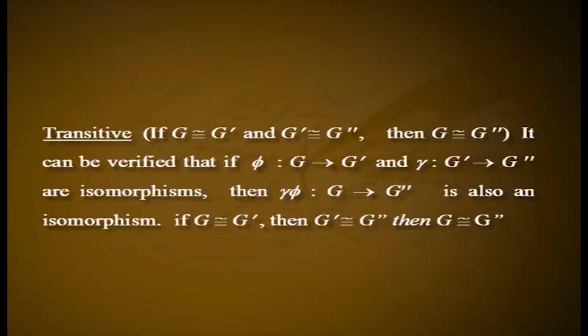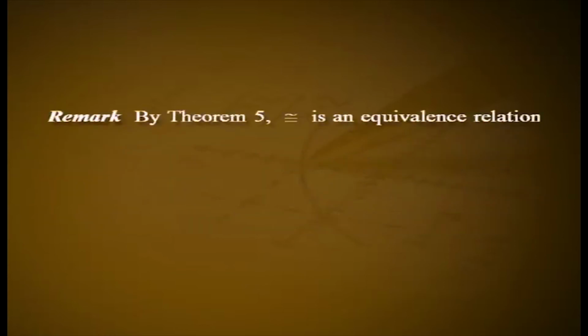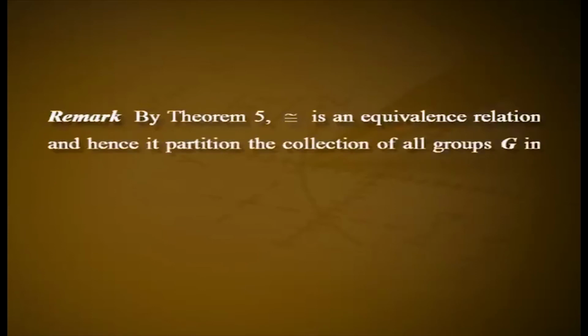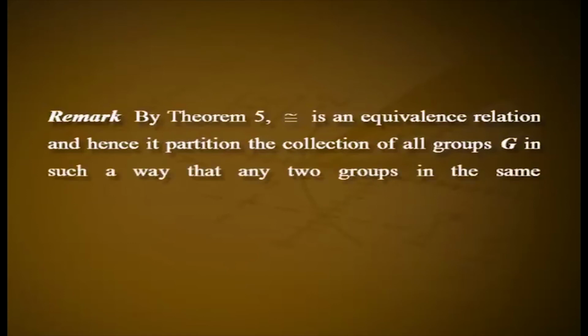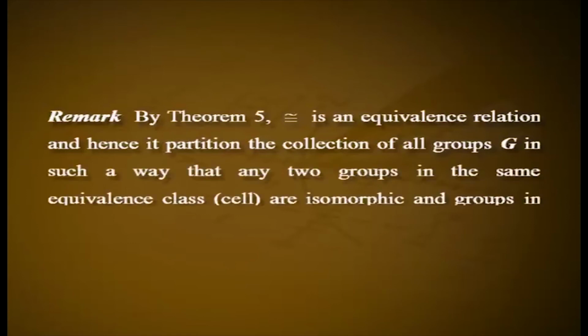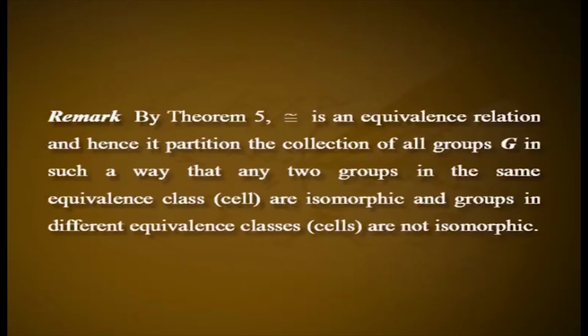If G is isomorphic to G dash, and G dash is isomorphic to G double dash, then G is isomorphic to G double dash. Remark. By theorem 5, isomorphism is an equivalence relation and hence it partitions the collection of all groups in such a way that any two groups in the same equivalence class or cell are isomorphic and groups in different equivalence classes or cells are not isomorphic.